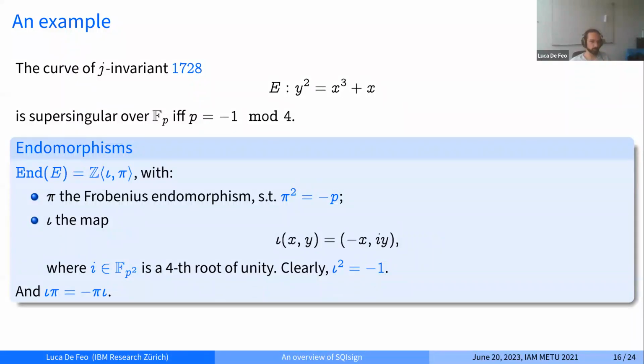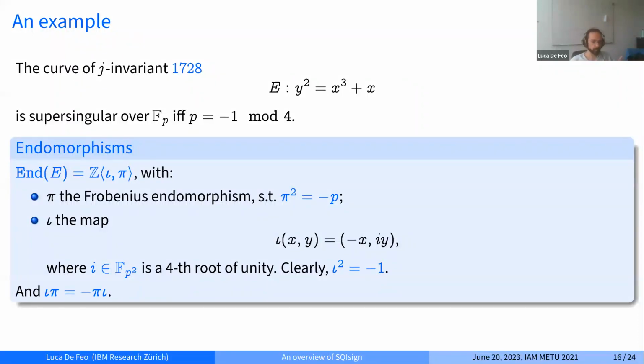One is the Frobenius endomorphism. What is the Frobenius endomorphism? It is just taking the coordinates of your points and raising them to the p power. So this is something that acts like the identity over Fp, but acts non-trivially over the algebraic closure. And then you can show that the Frobenius endomorphism, when you apply it twice, acts exactly like multiplication by minus p. So in a sense, the Frobenius is a square root of minus p.